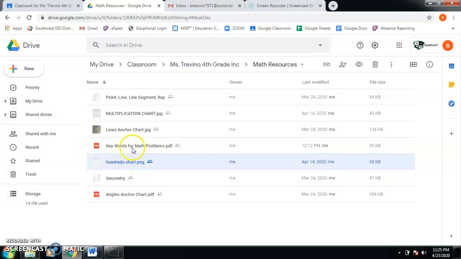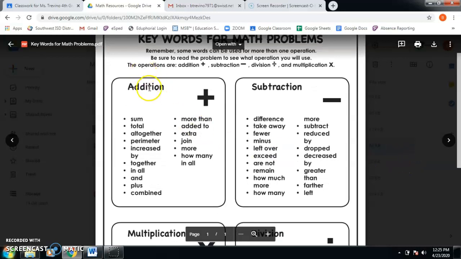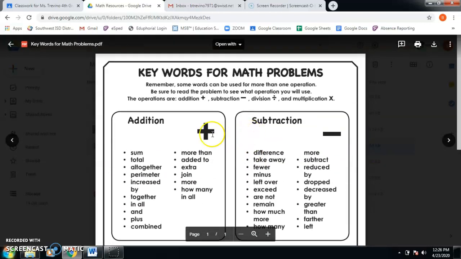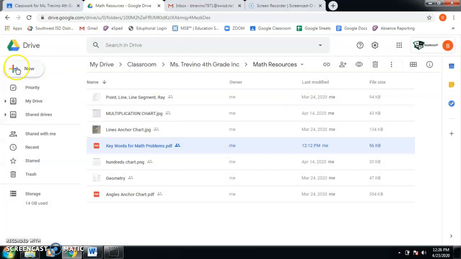I also put in, this is a big one, keywords for math problems. So this is going to really help you break down your problems and it lets you know which operation you need to use. Okay, so addition, it has all those keywords that'll go through it for it. Subtraction as well. Multiplication and division. Okay, so this is going to be really big. I want you to really use this whenever you're working on word problems. Okay.